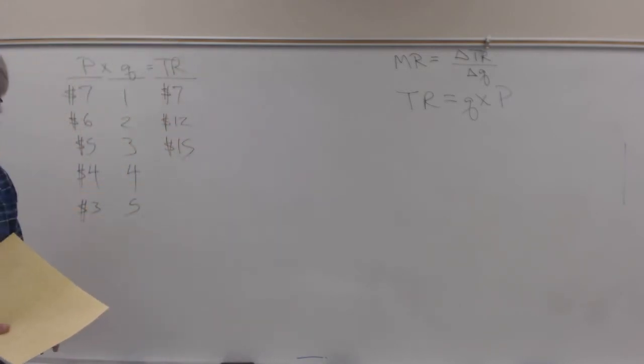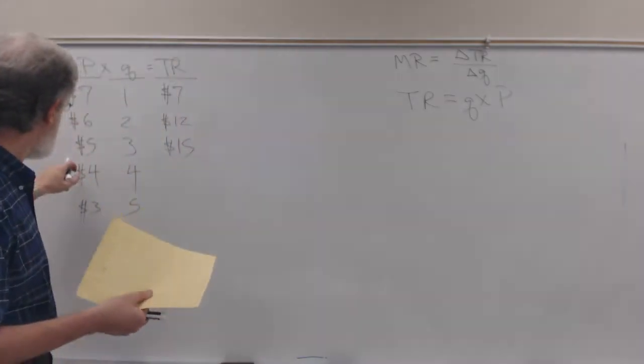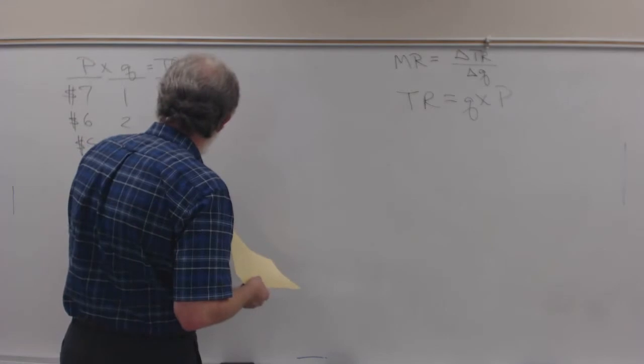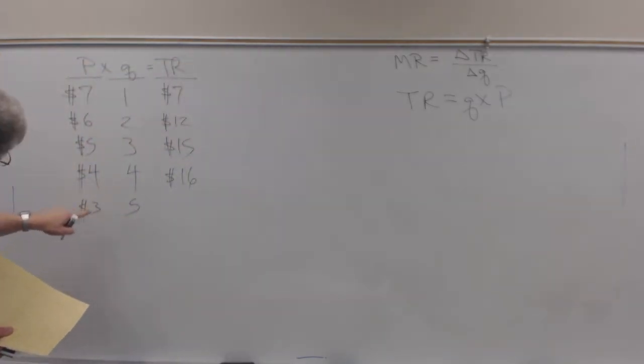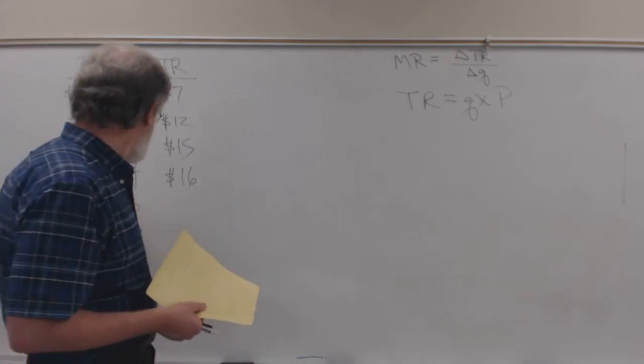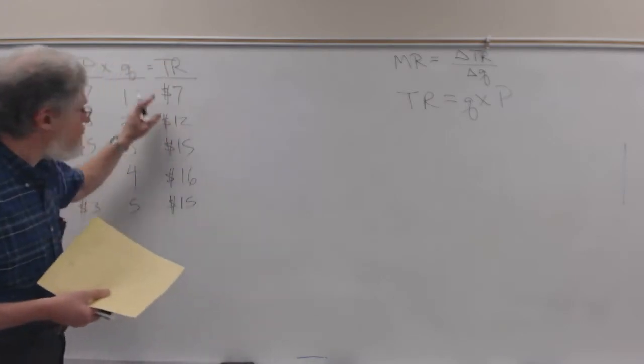If he wants to sell 4, he's got to cut his price to 4. If he sells 4 at $4 a piece, he brings in $16. If he wants to sell 5, got to cut his price to 3. 3 times 5 is 15. Okay? Everybody got that?